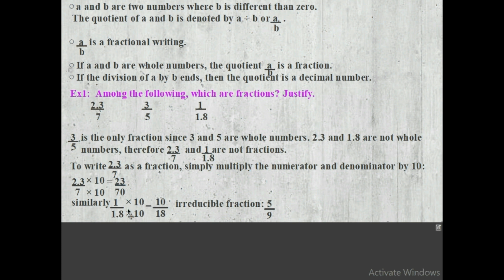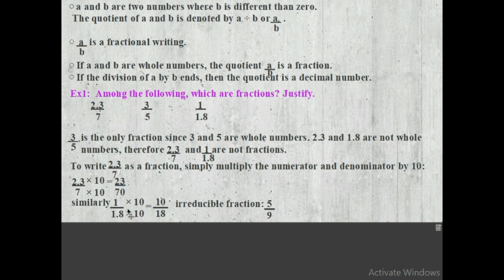2 and 3/10 and 1 and 8/10 are not whole numbers. Therefore, 2 and 3/10 over 7 and 1 over 1 and 8/10 are not fractions. To write 2 and 3/10 over 7 as a fraction, simply multiply the numerator and denominator by 10. 2 and 3/10 times 10 over 7 times 10 is equal to 23 over 70. 23 over 70 is an irreducible fraction.